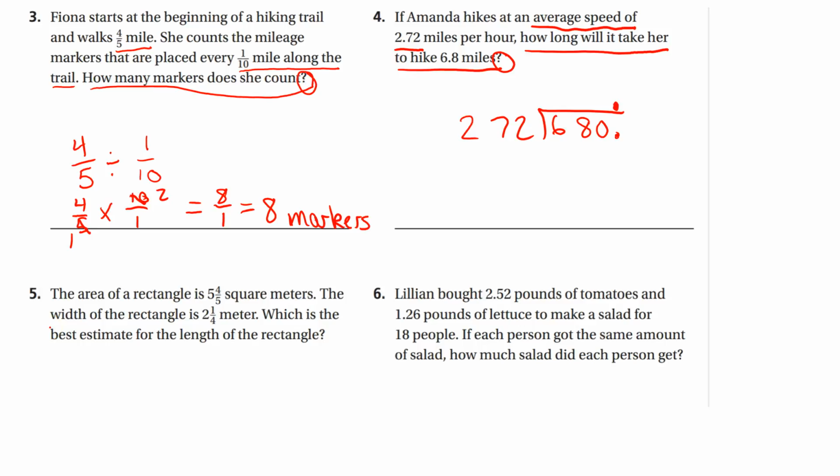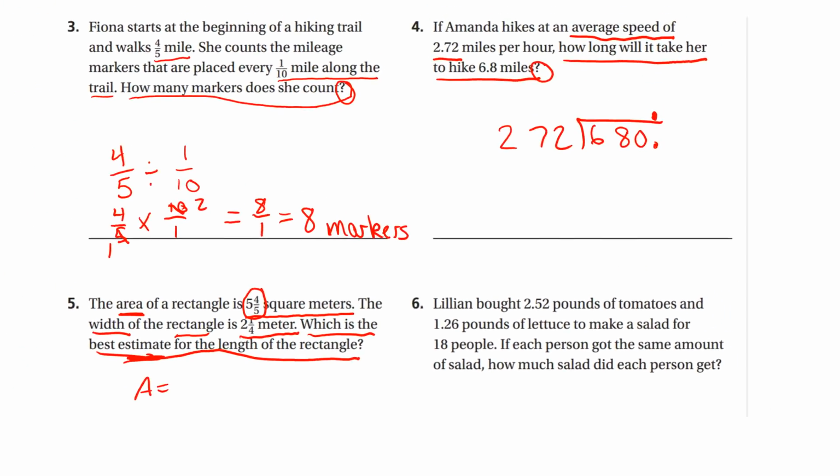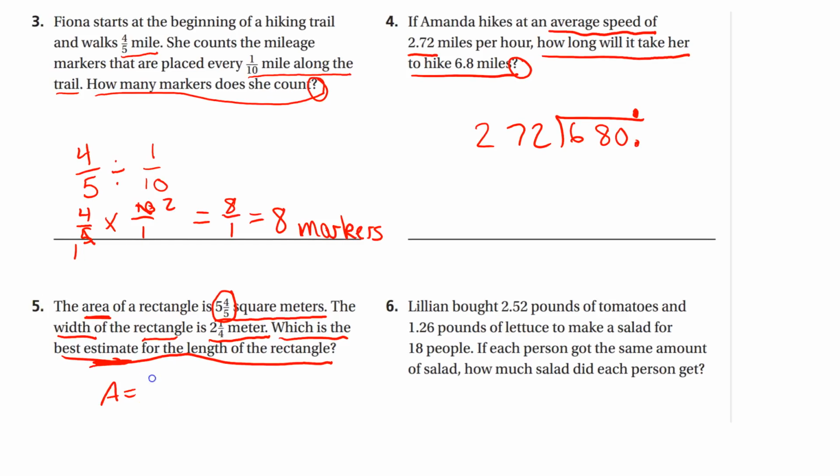All right, number 5. The area of a rectangle is 5 4/5 square meters. So that's the area. The width of the rectangle is 2 1/4 meter. Which is the best estimate for the length of the rectangle? Okay, so we're estimating. No rules on estimating, unlike rounding, but we still want to be as close as we can to the actual. So I'm going to estimate the area, 5 4/5, or if we change that to a decimal, it would be 5.8. That is pretty close to 6.